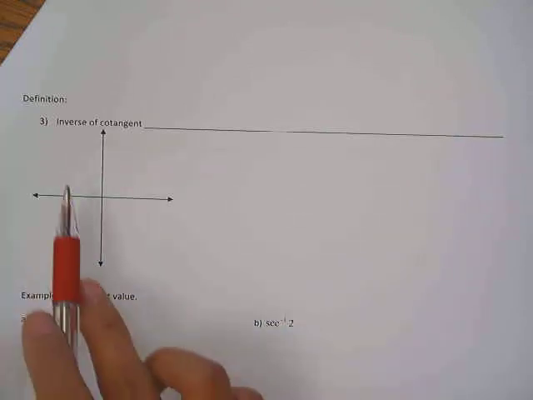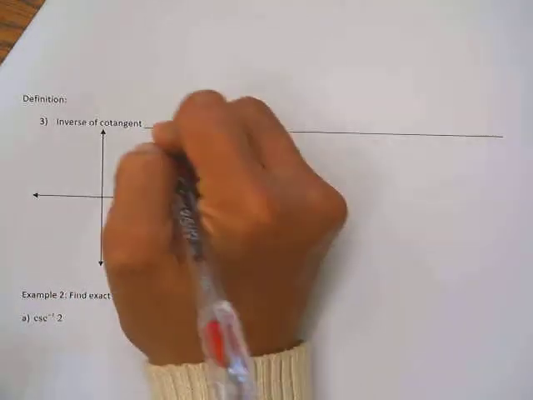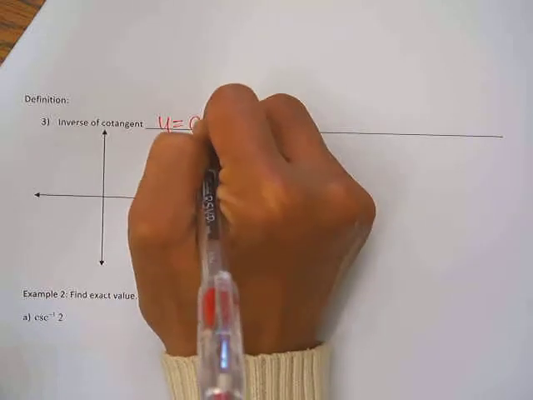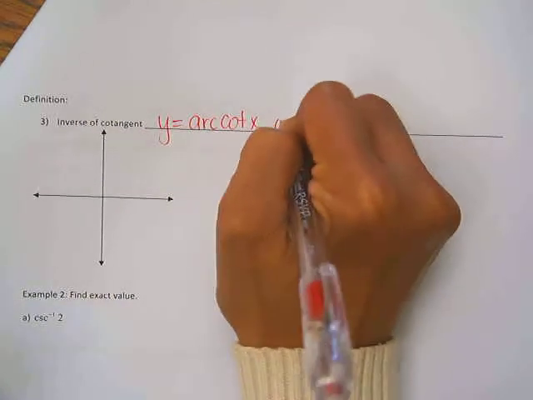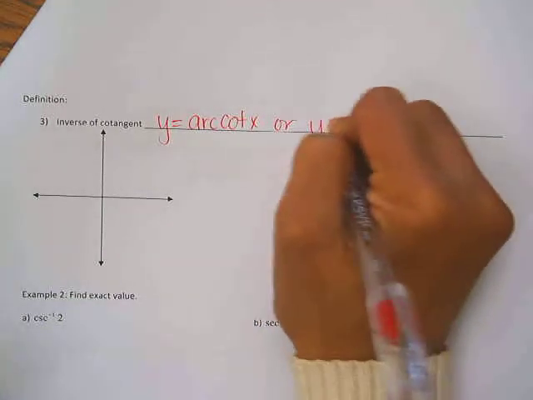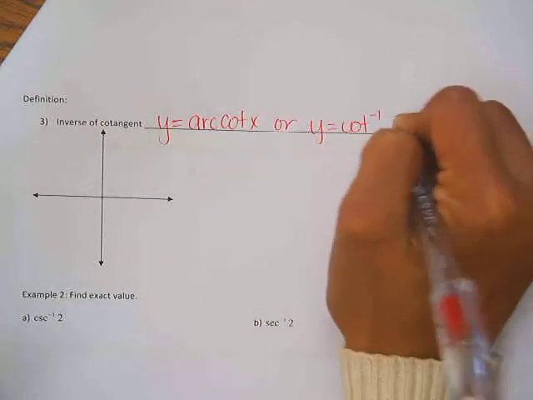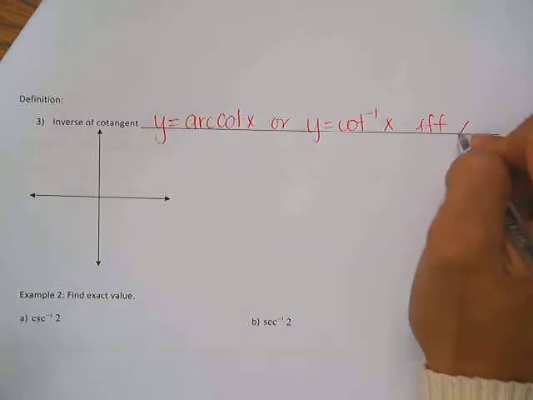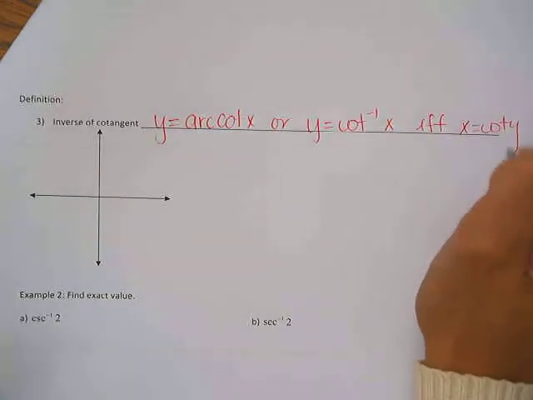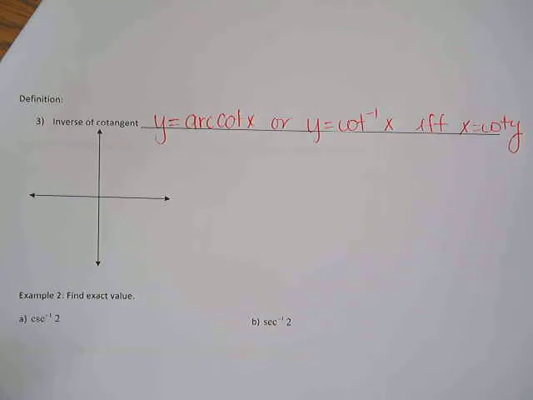Now we are going to define the inverse of cotangent. The inverse of cotangent is y equals, some books will write arccotangent of x. Your book is writing y equals cotangent inverse of x. Now these are only true, obviously, if and only if x equals cotangent of y. Okay? Because when you're looking for the inverse function, you're switching your x and y. And when you're solving for y, this is what we come up with.